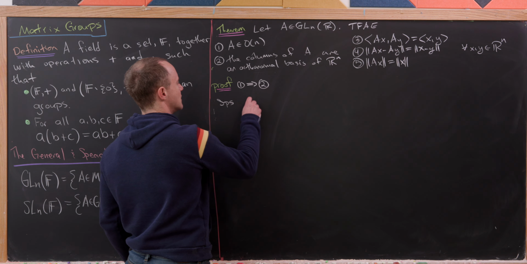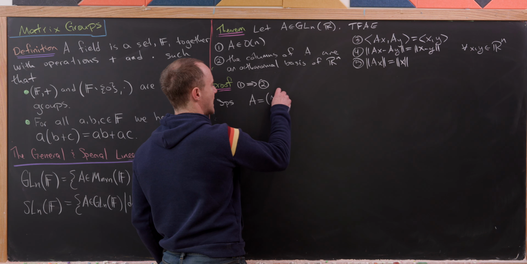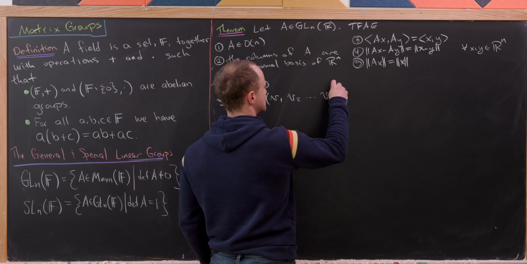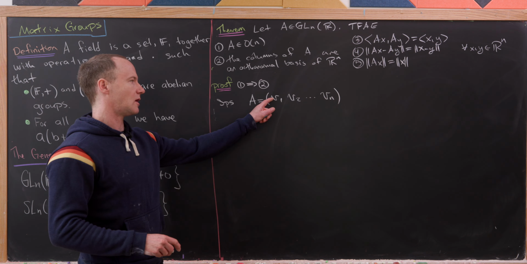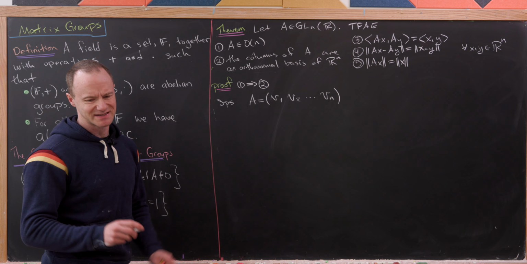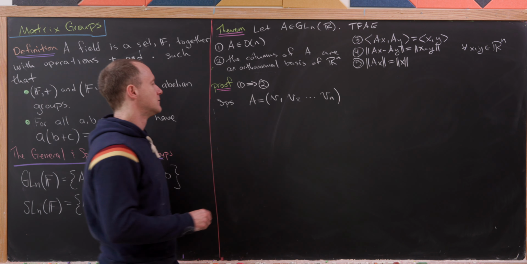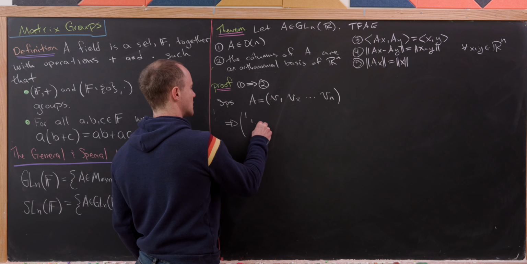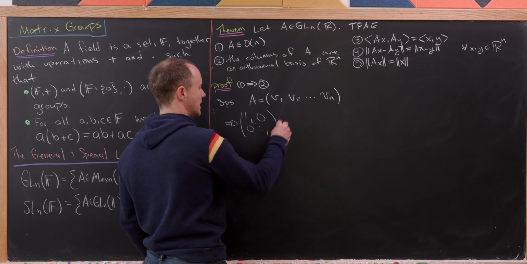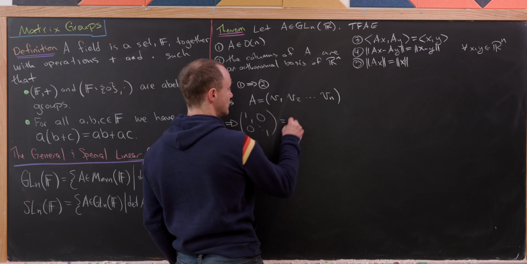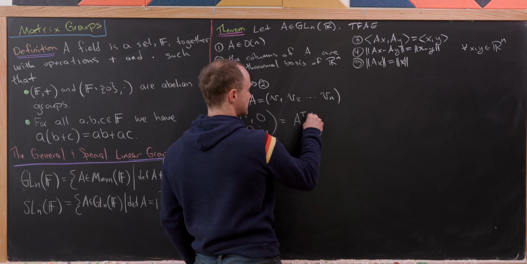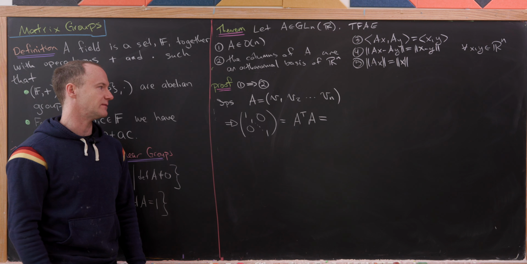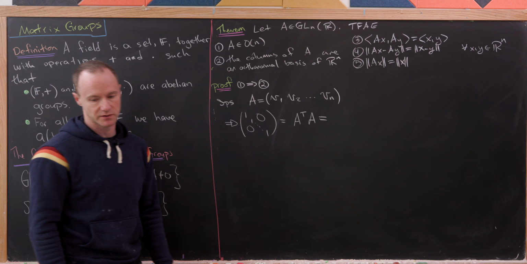So let's suppose that we write A column-wise. So it's going to be vector v1, vector v2, all the way to vector vn, where these are all column vectors going down. This is the standard way to do this. But now let's observe that the identity matrix, which is of course a diagonal matrix with all 1s, is equal to A transpose times A. Because being in the orthogonal group, which is what we are assuming, means that your transpose is your inverse.